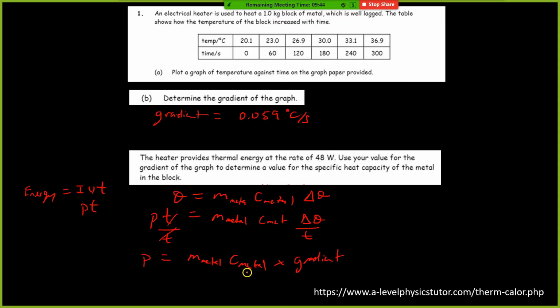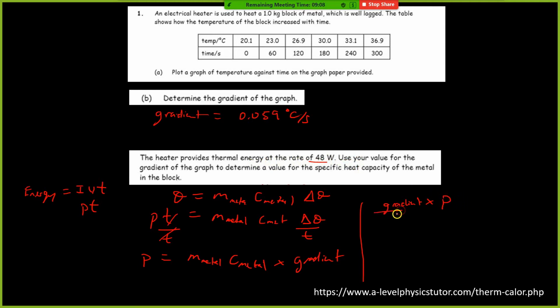So with all of this, we can then go back and re-manipulate the equation to make C the subject. So what you would be doing in essence is gradient times T, which is the power. If you read the question, it says the heater provides thermal heat at a rate of 48 watts. So that's the power. Once you see watts, it's talking about power.